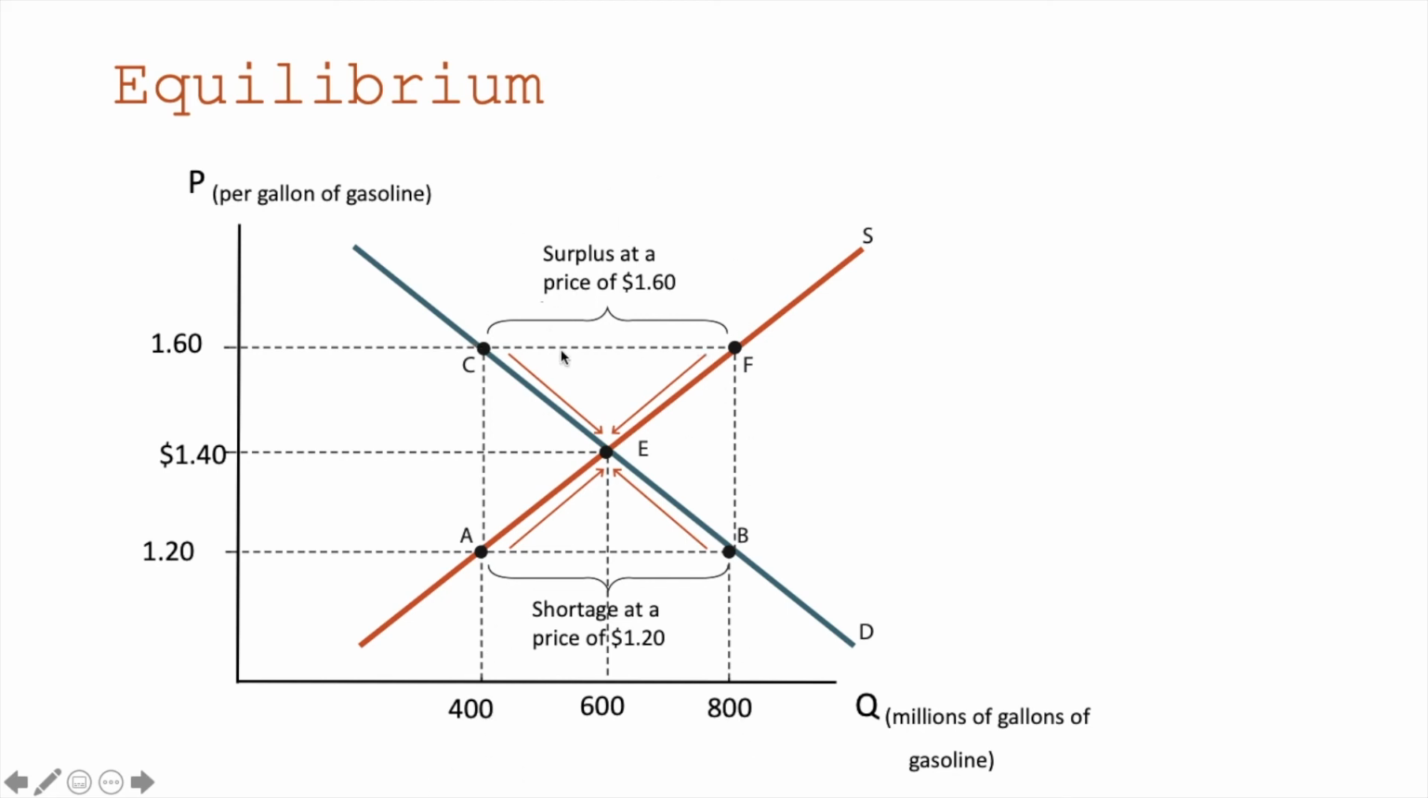So when we have that surplus, sellers will realize they've got all these extra gallons of gas lying around, and they'll start dropping their price. And as they drop that price, the quantity supplied falls. As they drop that price, consumers want to buy more until the market clears right here.